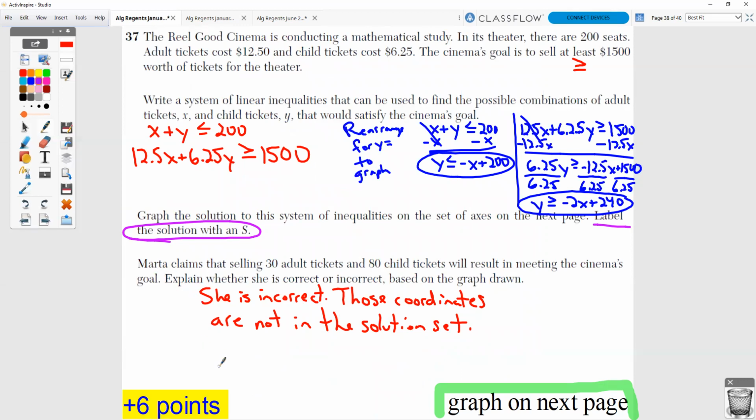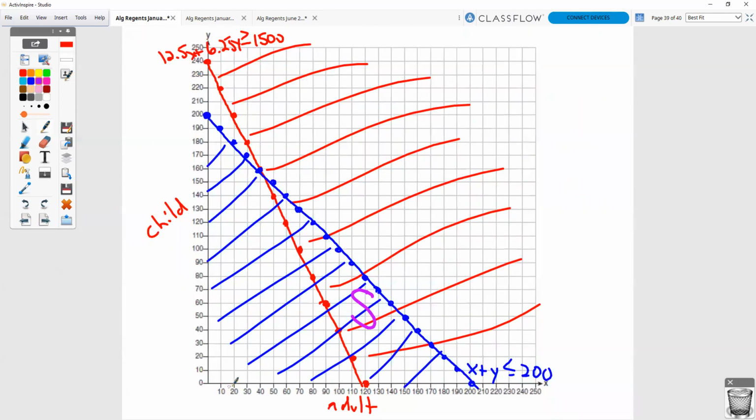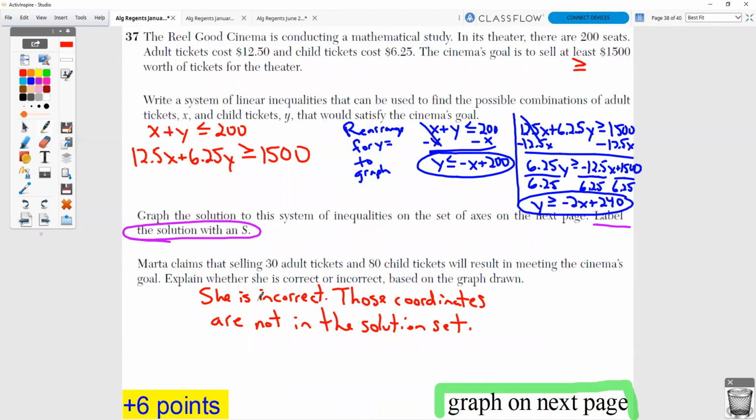Marta claims that selling 30 adult and 80 children's tickets would result in meeting the cinema's goal. Is she correct or incorrect based on the graphs? 30 adult, so go over to 30, up to 80. All right, so 30, 80 would be right here. Is that in the double shaded area? No, it is not. So she is incorrect. Those coordinates are not in the solution set.